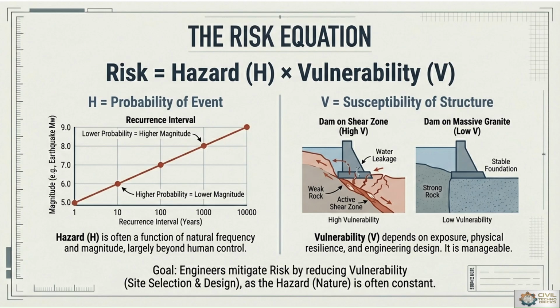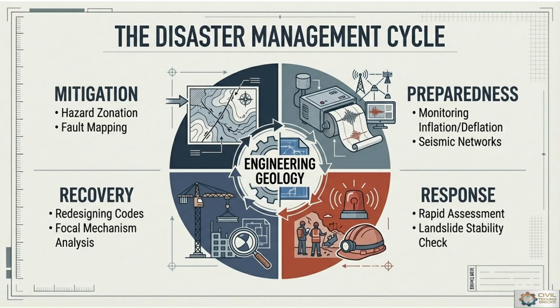From the planning point of view, it is a manageable concept. So from the engineering point of view, we can say that engineers mitigate risk by reducing vulnerability, where site selection and design are the most important factors. At the end, the hazard, which is natural or nature based, is often constant.